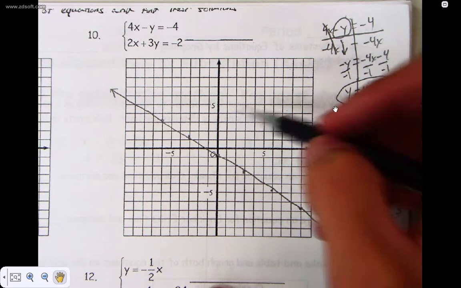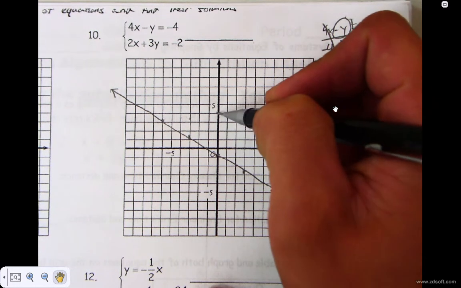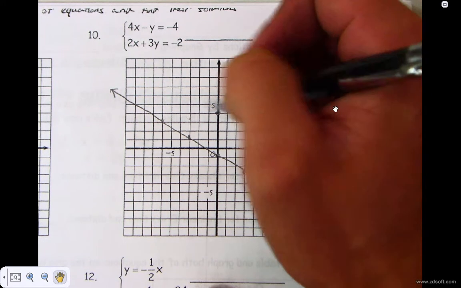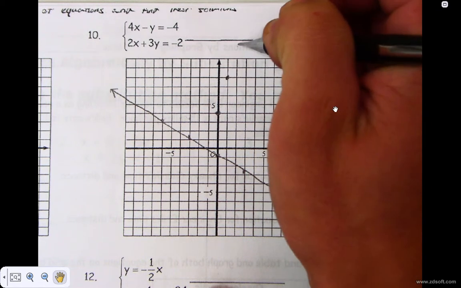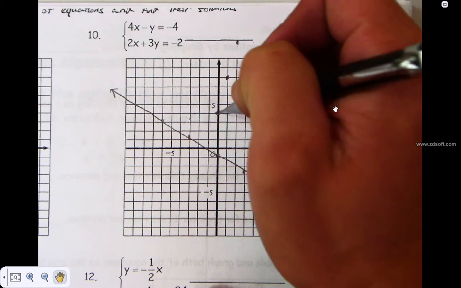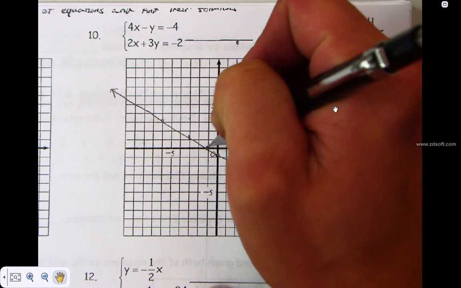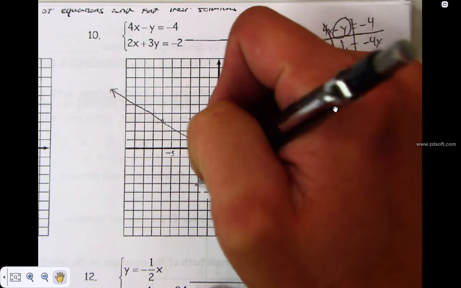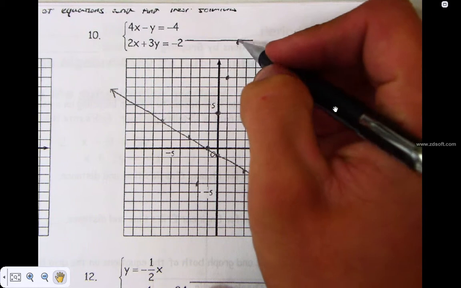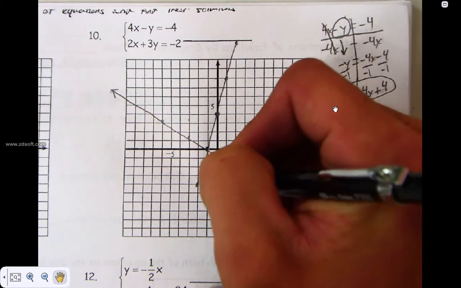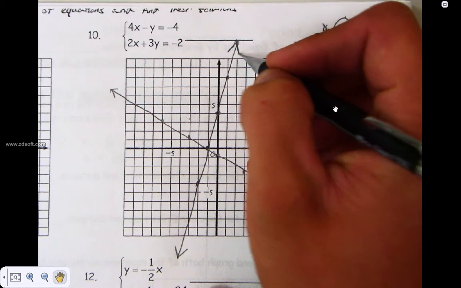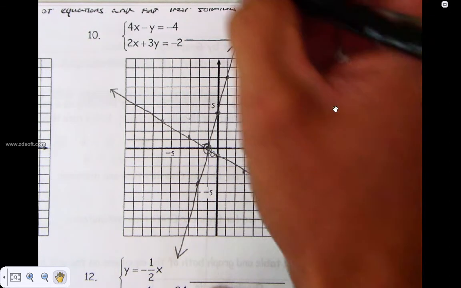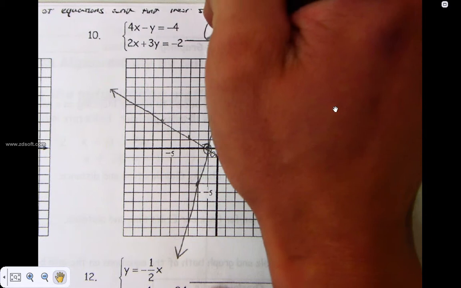Okay, so start at positive 4. Now we're going up 4, right 1. So up 4, right 1. Up 4, right 1 is probably in here somewhere. Down 4, left 1. So there's our intersection point. Down 4, left 1. Okay? We don't really need much more. If we find our intersection, we're pretty much done. So here's our intersection point. It is at negative 1, 0.